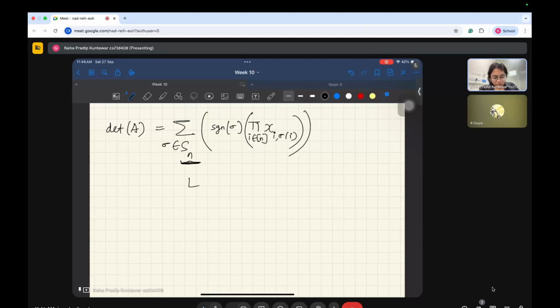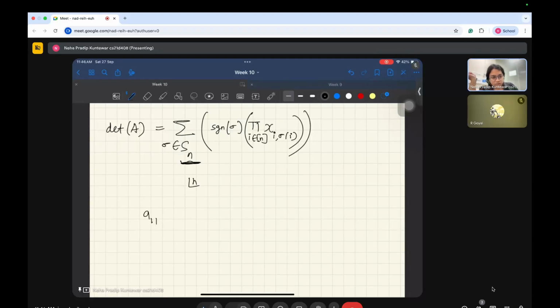So there are n factorial many of them. We will go through all of them. But then, when we compute the determinant of a matrix, do we really take all permutations into consideration? Yes. So that's what I was saying.